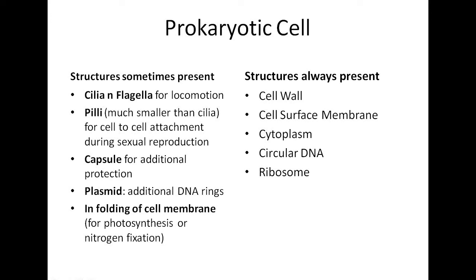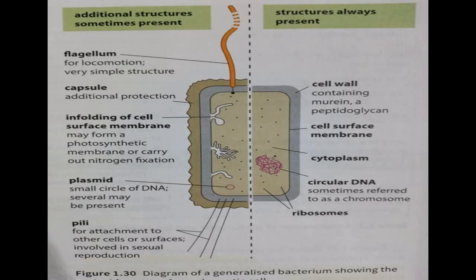biotechnology. Then there are some foldings of cell membranes, which again we will go through. Some of these membranes will be adapted to do photosynthesis, and some of these membranes will be adapted to do nitrogen fixation. So all these structures are sometimes present, not always, while on the other hand, cell membrane, cell wall, cytoplasm, circular DNA, and ribosome will always be present.